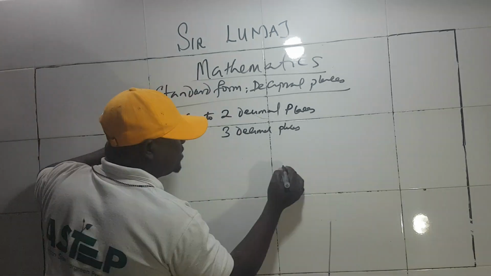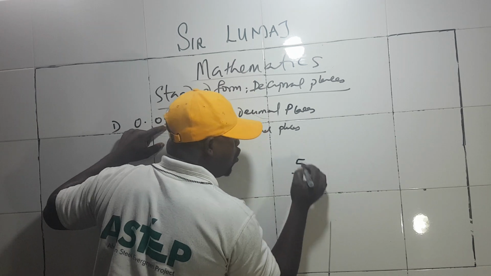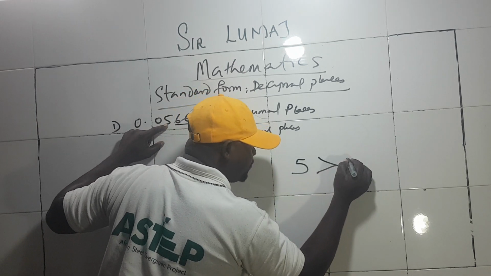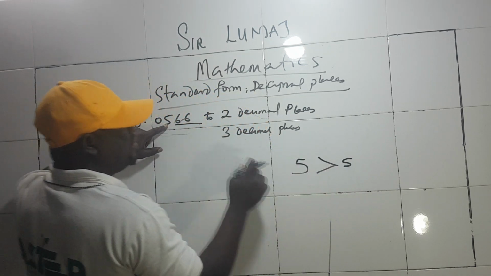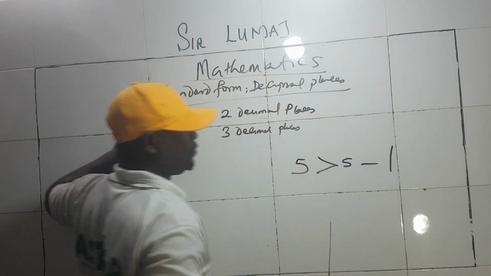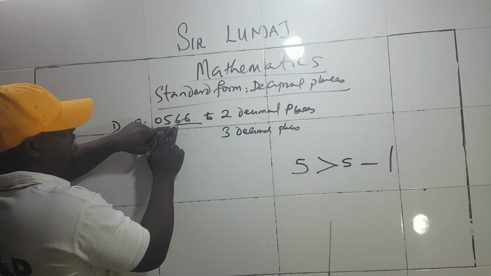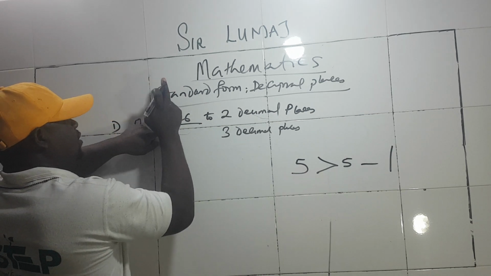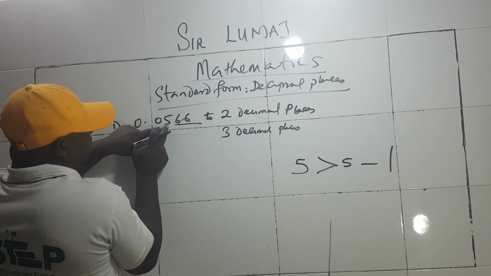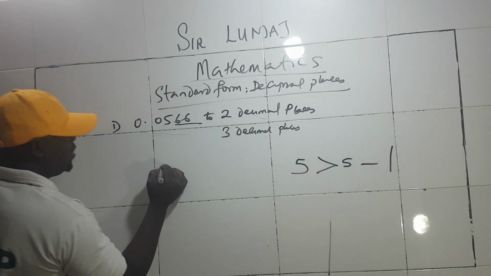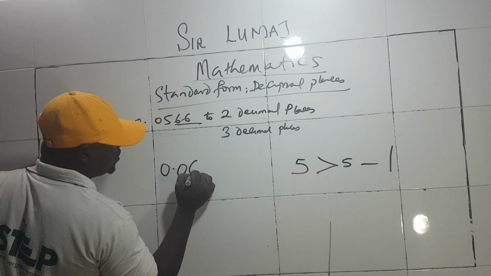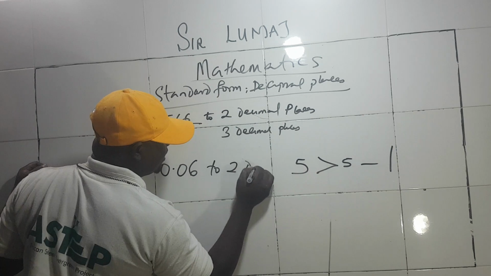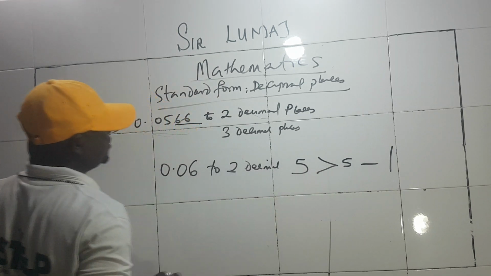Once the number is equal to 5 or greater than 5, that number will be rounded off to 1. Like this, 6 is greater than what? 5. It means that 6 will become 1, and that 1 will now be added to 5. So it will now be 0.06 to 2 decimal places.